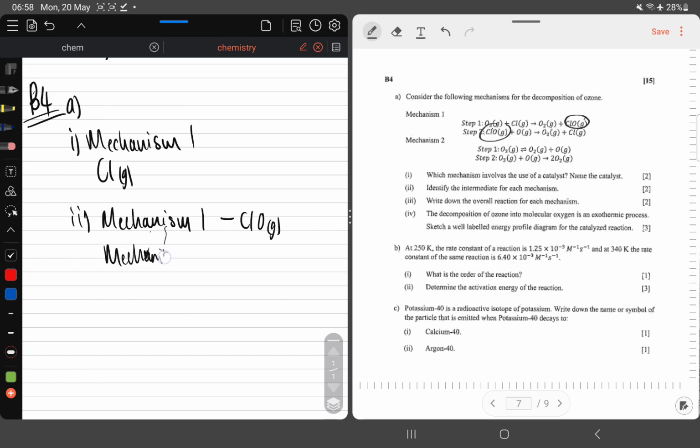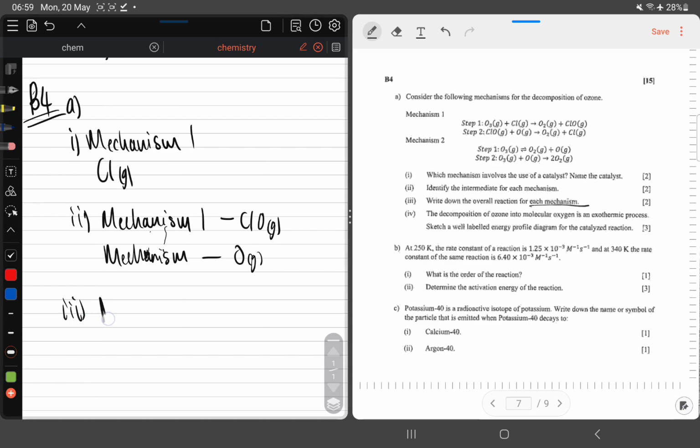so here we have mechanism 2. We want to see who is produced and then used up. I can see O is produced and then O is used up here. So it's going to be O. All right. Now, what about part 3? Write down the overall reaction for each mechanism.